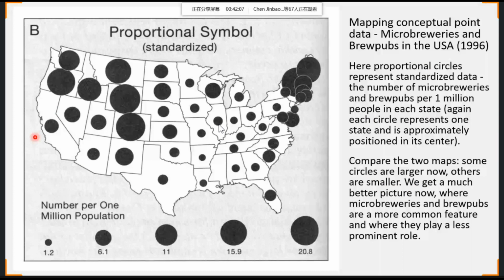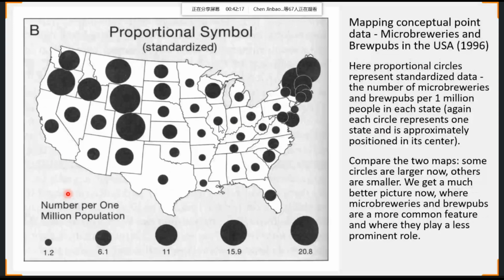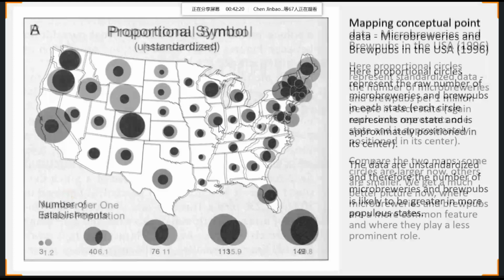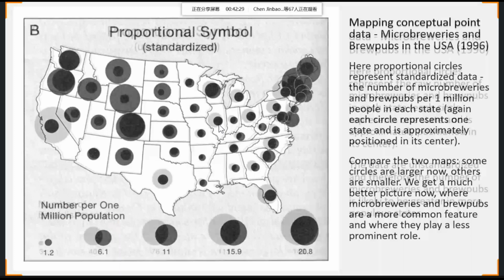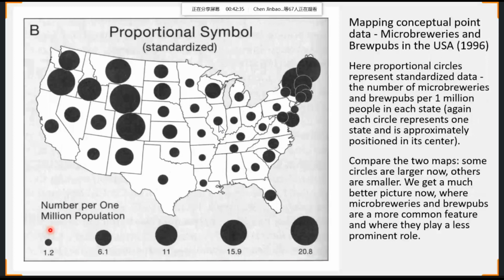When I go back, this is the unstandardized map, and this is the standardized map. Of course, we have a different legend now, because now we have the number per 1 million population, while here we have the absolute numbers. So to get an impression and to better compare or analyze the pattern of the phenomenon, you usually always need standardized maps or standardized data.